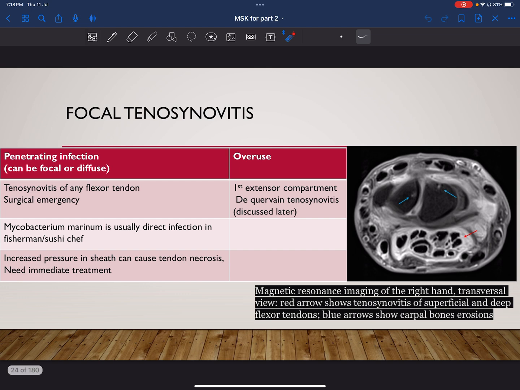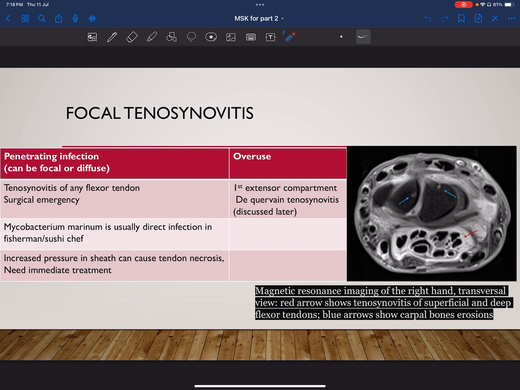Next, we go to focal tenosynovitis. It can be due to penetrating infection or overuse. So overuse, if you remember, I mentioned De Quervain tenosynovitis before, which involves the first extensor compartment, which has extensor pollicis brevis and abductor pollicis longus.